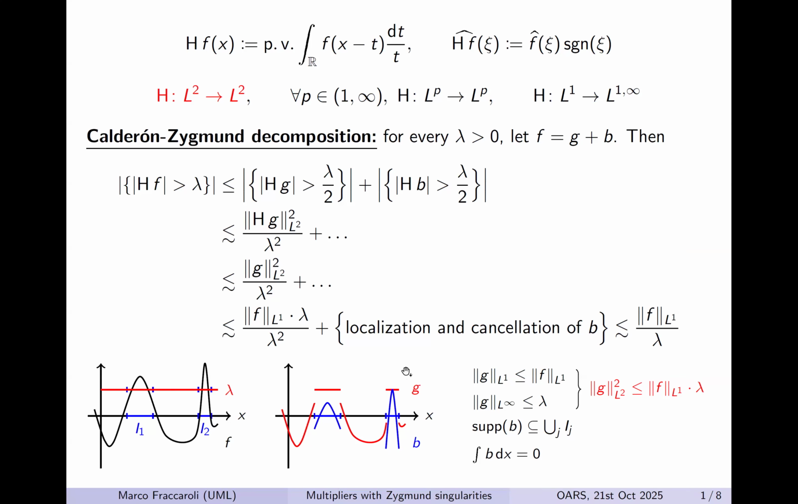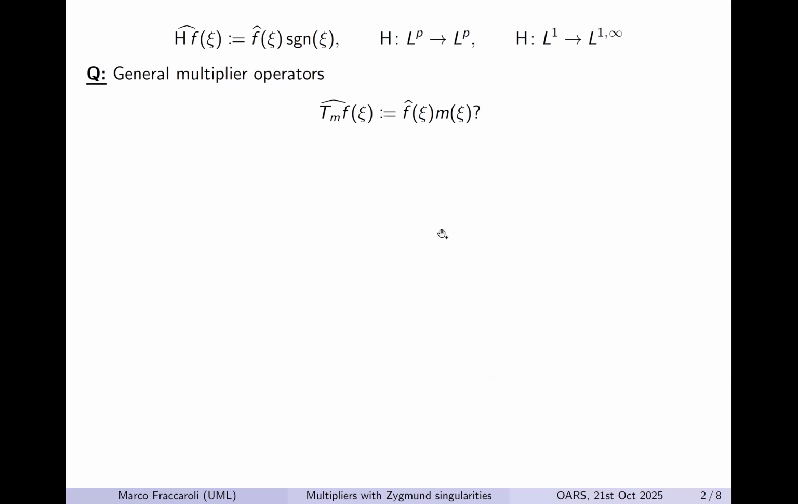Okay, and one last remark before going to the next slide is that the way we have decomposed f into g and b is an operation that is happening on the x variable. So we have looked where f is big, and then we have done some sharp cutoffs.